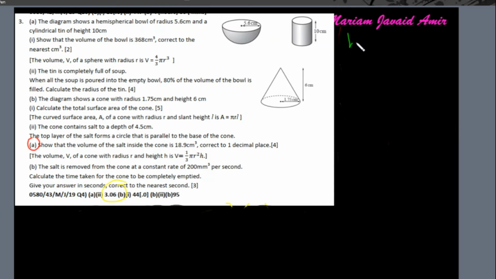We're doing part 2, part B, the last part. The salt is removed from the cone at a constant rate of 200 millimeter cube per second. Calculate the time taken for the cone to be completely empty.